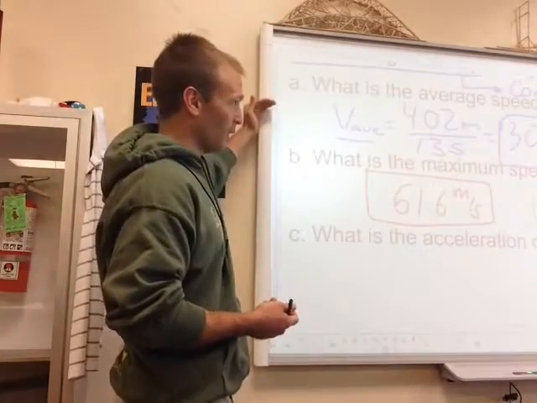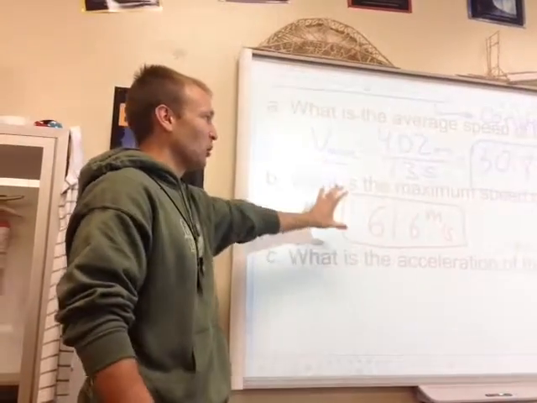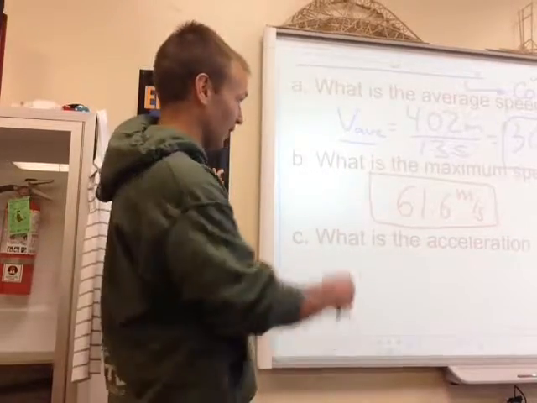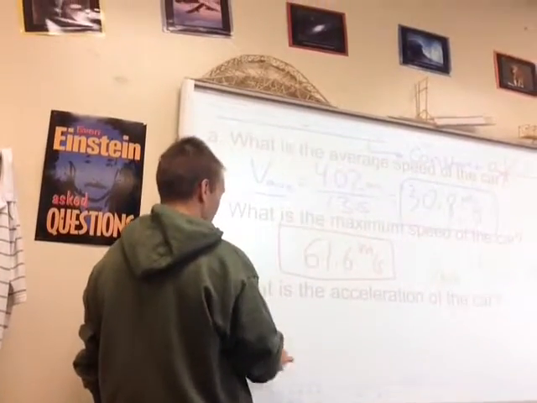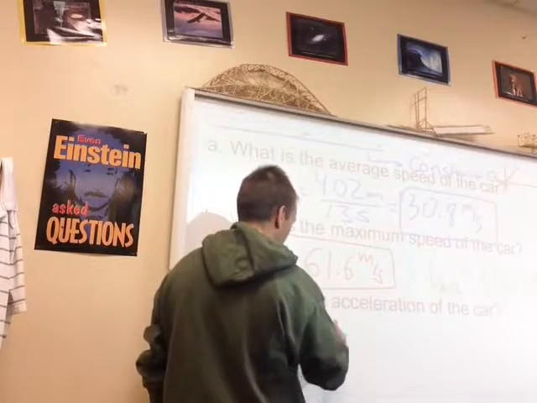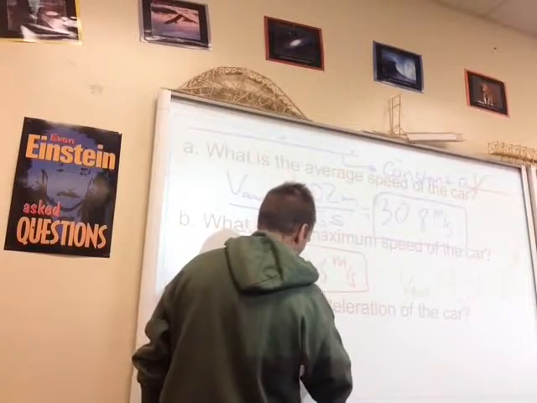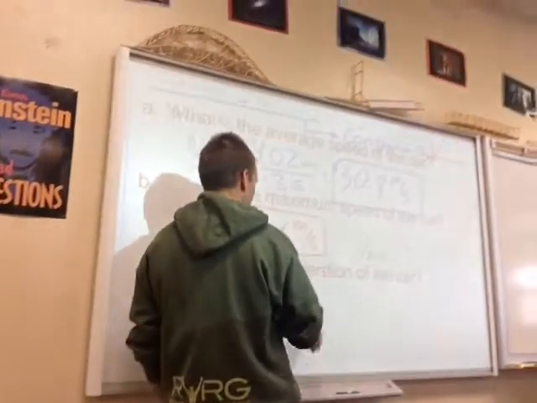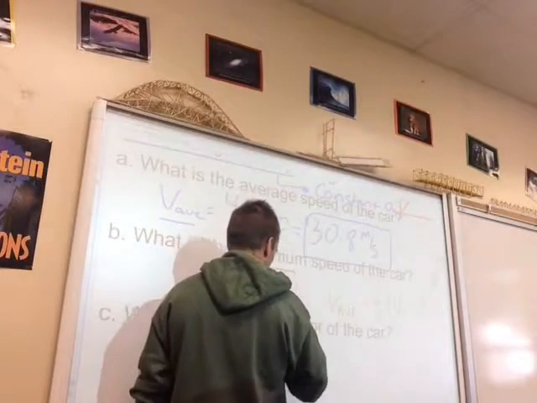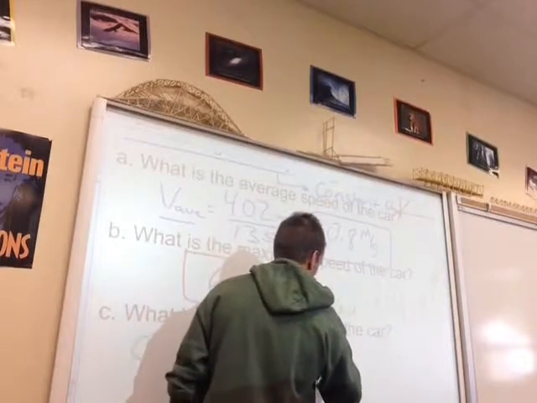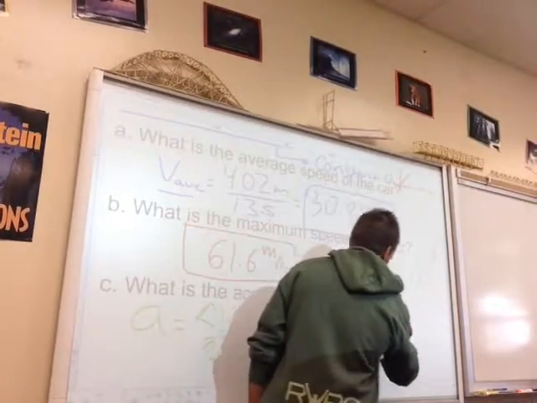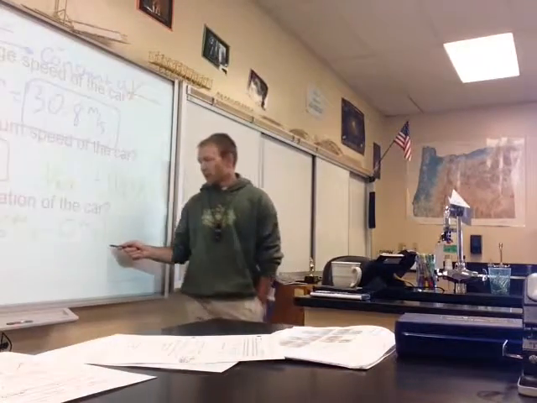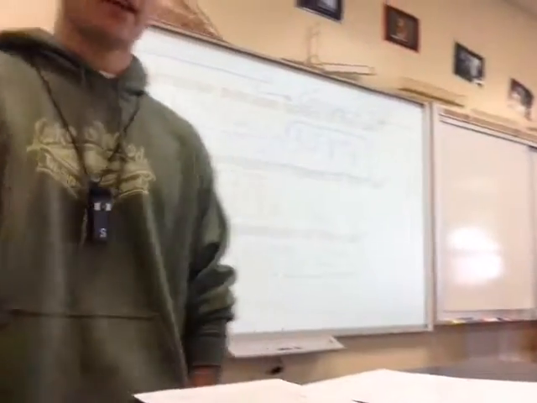It goes from 0 through the average of 30.8 up to a maximum of 61.6, right? So the change is 61.6. So we can use this equation. Acceleration is the change in velocity divided by the amount of time that it takes. The change in velocity, well, remember technically change is final minus initial, so I could go 61.6 minus 0. But I probably don't need to do that, right? Divided by the time. And Christian, how long does all this take to happen?